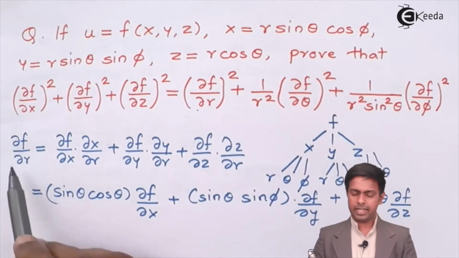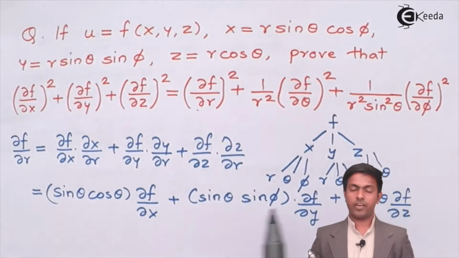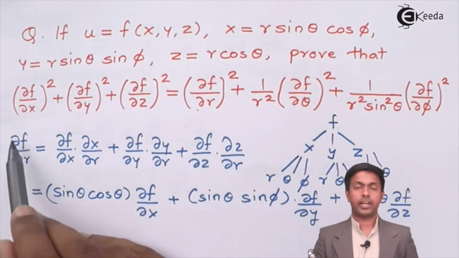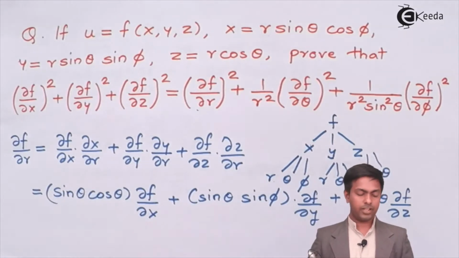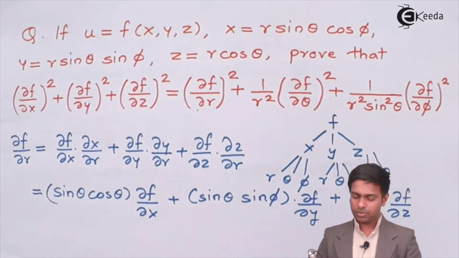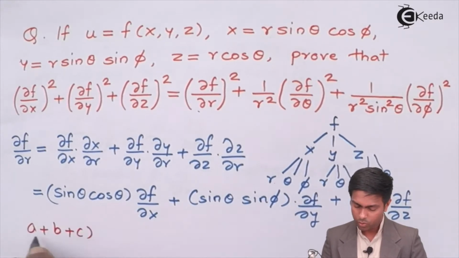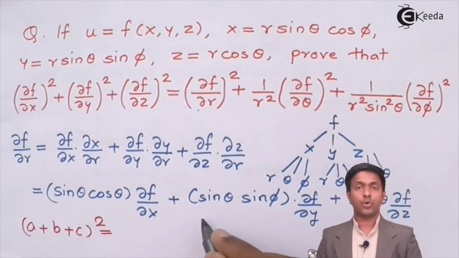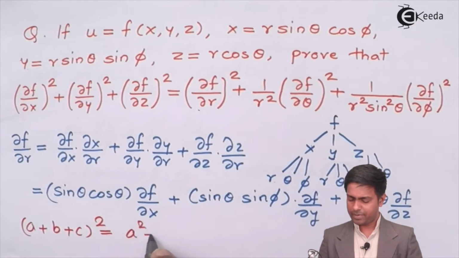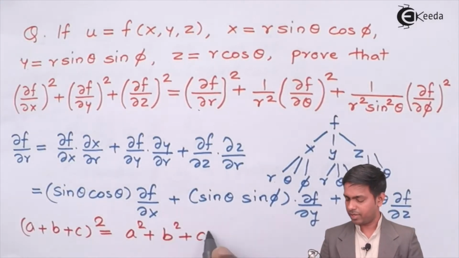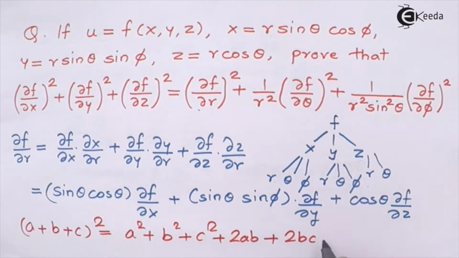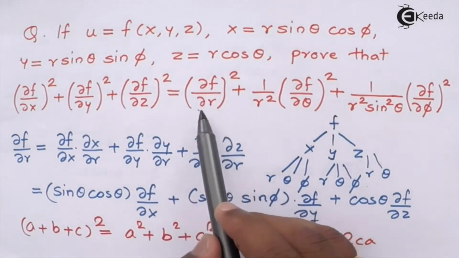In del f by del r there are three terms. So guys, if I am squaring the left hand side, I have to square the right hand side. As there are three terms, here we will be using the formula of a plus b plus c the whole square. And guys, you all know that it is a square plus b square plus c square plus 2 times ab plus 2 times bc plus 2 times ca. So I'll use this formula to find the value of del f by del r the whole square.